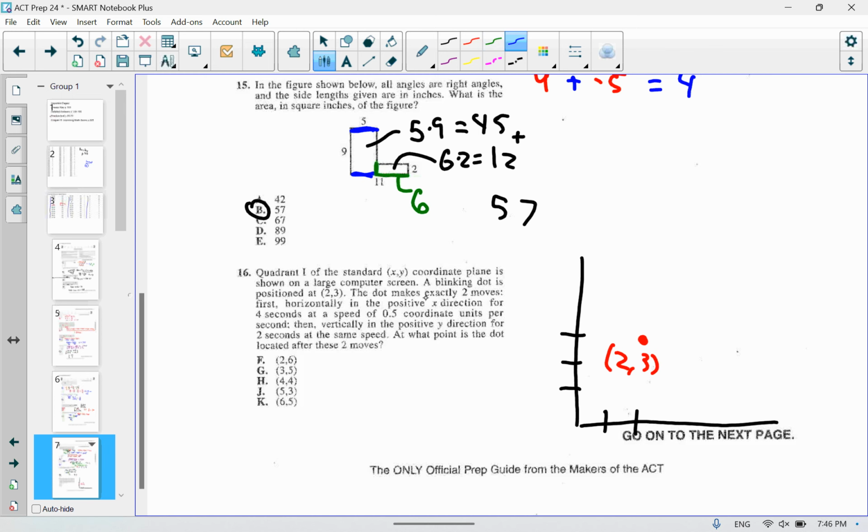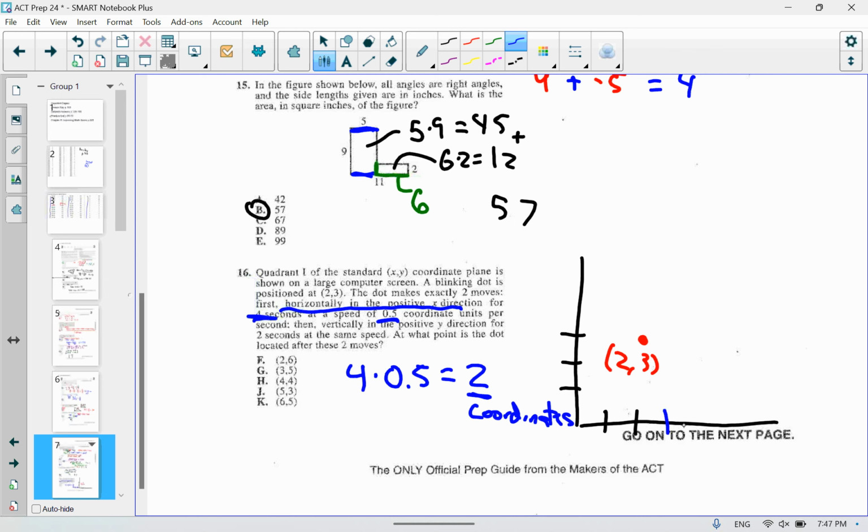Now it says it makes two moves. First, horizontally in the positive x direction for 4 seconds at a speed of 0.5 coordinate units per second. So if it's going that for 4 seconds times 0.5 coordinate units per second, it moves a total of 2 coordinates, which makes sense. I'm giving a rate and a time. For example, if I were to drive 60 miles an hour for an hour, I went 60 miles. So I'm going to go 2 coordinates in the positive x direction.